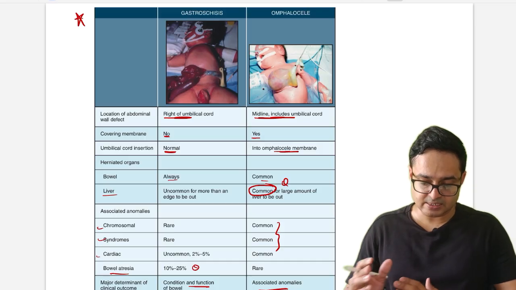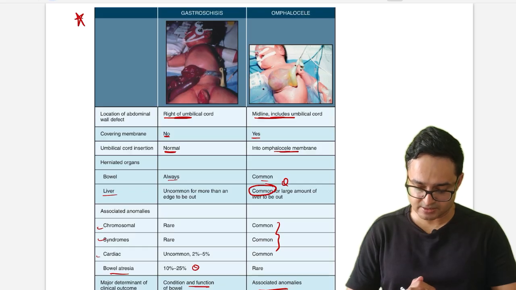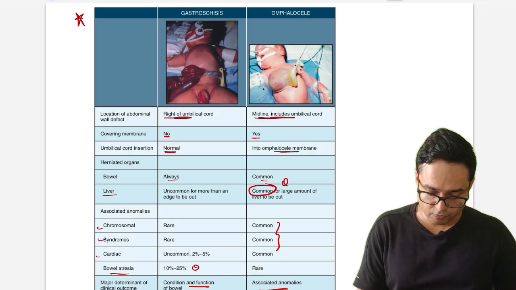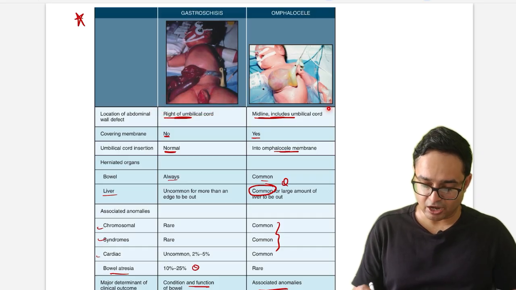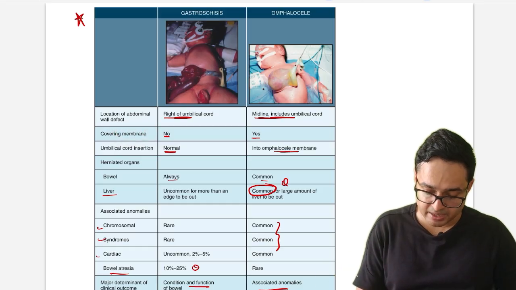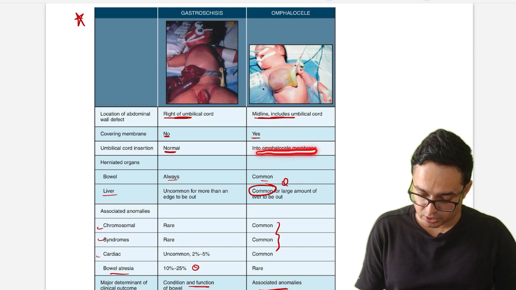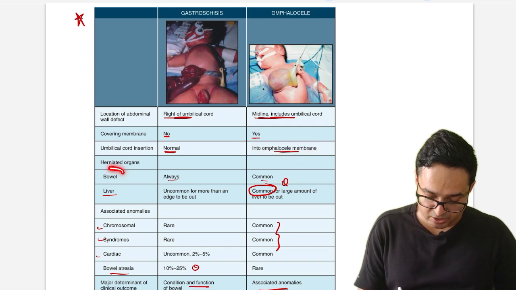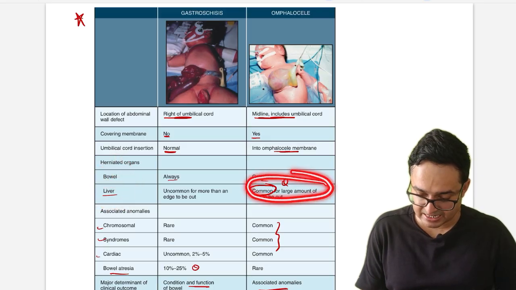Gastroschisis and omphalocele differentiation is a favorite topic of AIIMS examiners. Just see, location of the abdominal wall defect is to the right of the umbilical cord in gastroschisis. In omphalocele it is midline and includes the umbilical cord. Covering membrane is not present in gastroschisis and is present in omphalocele. Umbilical cord insertion is normal in gastroschisis, and in omphalocele it is into the membrane. Bowel is generally seen, but liver is commonly seen in omphalocele.